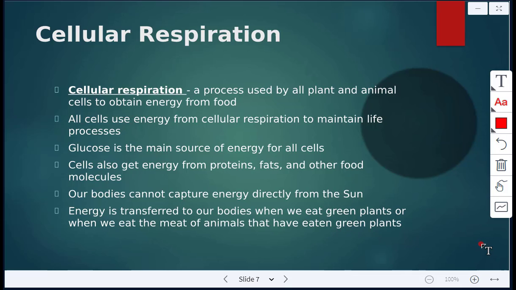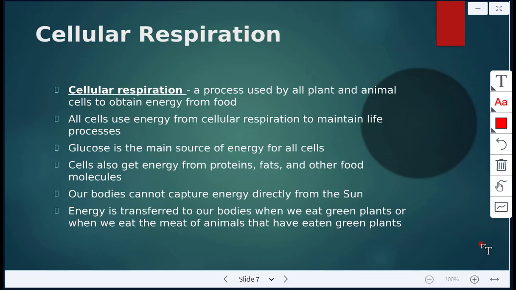Cellular respiration is the process that is basically opposite to photosynthesis. It's a process used by all plant and animal cells to obtain energy from their food. All cells use energy from cellular respiration to maintain their life processes like movement, breathing, and reproduction, anything that uses energy. Glucose is the main source of energy for all cells, but cells can also get energy from proteins, fats, and other food molecules.